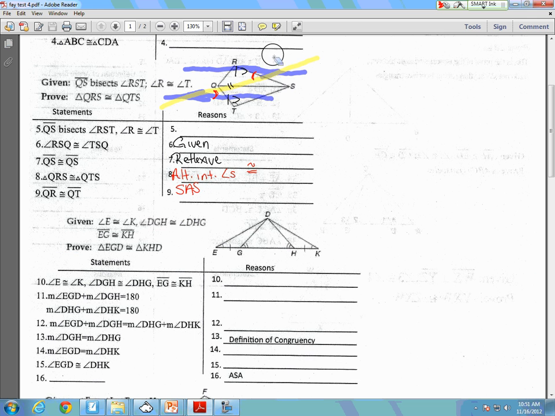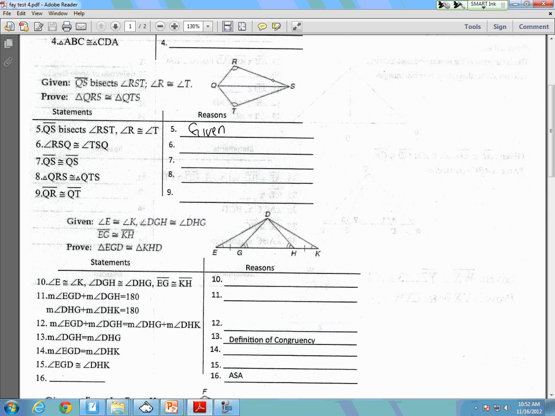Looking at question number 2, we know that QS, that segment bisects angle RST, and angle R is congruent to angle T. They've already gotten that drawn in for us, angle R congruent to angle T. My first reason obviously is given.